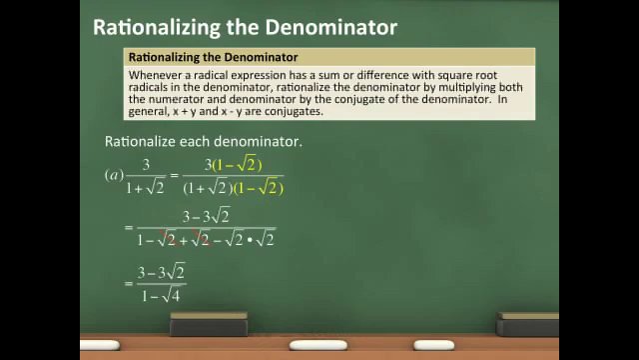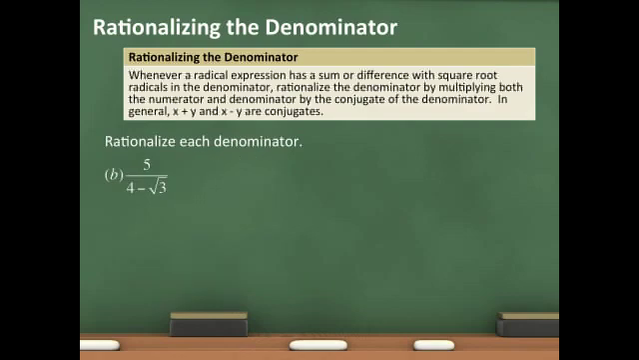This will give us the fraction 3 minus 3 square root of 2 over 1 minus the square root of 4. We can further rewrite the denominator by simplifying the square root of 4, which will give us 2. This means we will have 1 minus 2 in the denominator, which equals negative 1. So our answer becomes 3 minus 3 square root of 2 over negative 1. We can simplify this answer further by dividing the negative 1 into both terms in the numerator. This will give us as the final answer negative 3 plus 3 square root of 2.